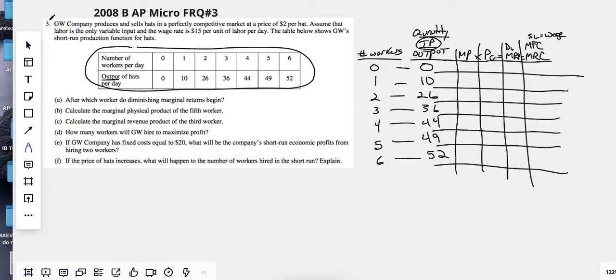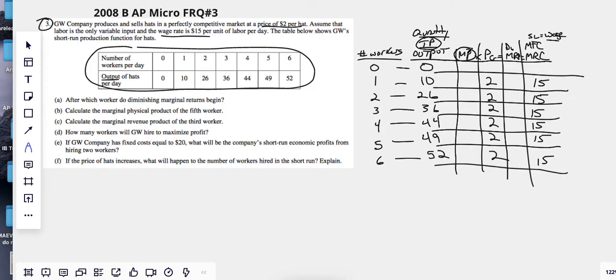All right, let's read number 3 here. They sell hats at $2 per hat. That's the price of the good, so we can fill $2 in all the way down. Assume that labor is the only variable. The wage rate is 15. Now we can fill in the wage, which is your MRC, 15. Easy enough.